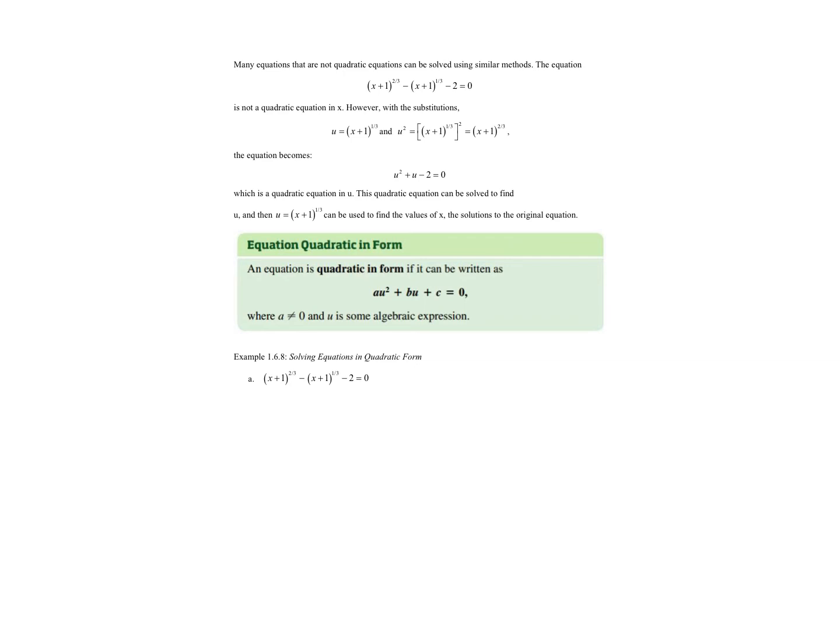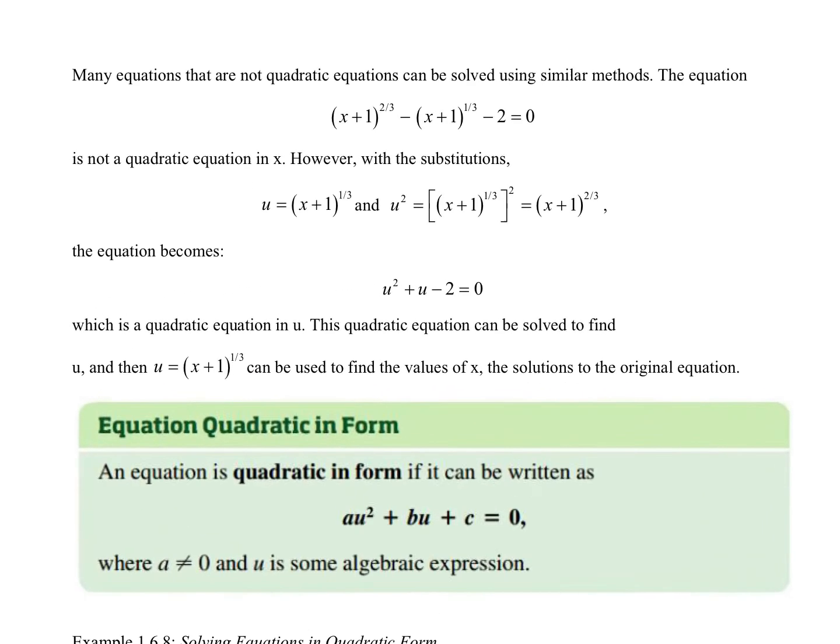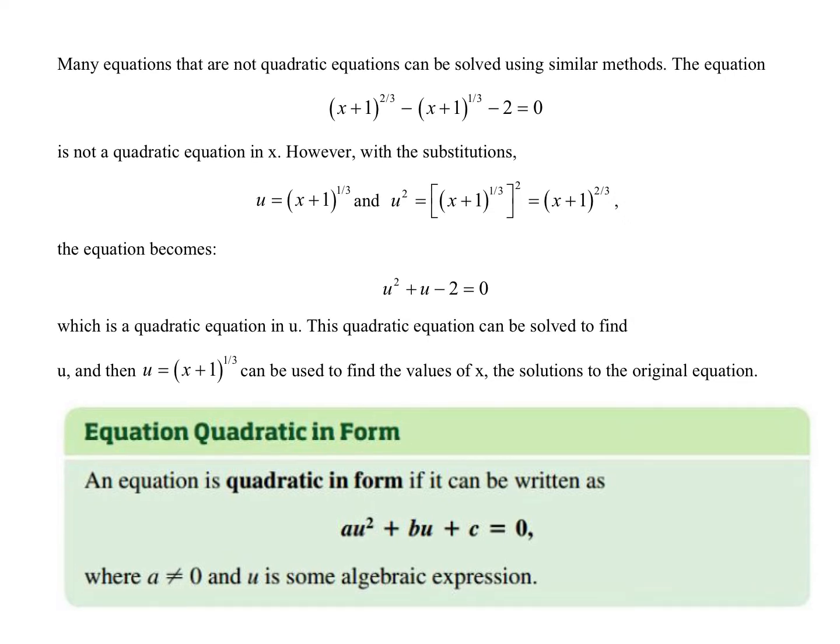Now, traditionally this would look very difficult, especially because 2/3 and 1/3 end up being roots of 3, and then we've got a squared and then a single power to it. But what we're going to do is use the replacement that they've suggested here, which is to say that u is actually x plus 1 to the 1/3 power, okay?